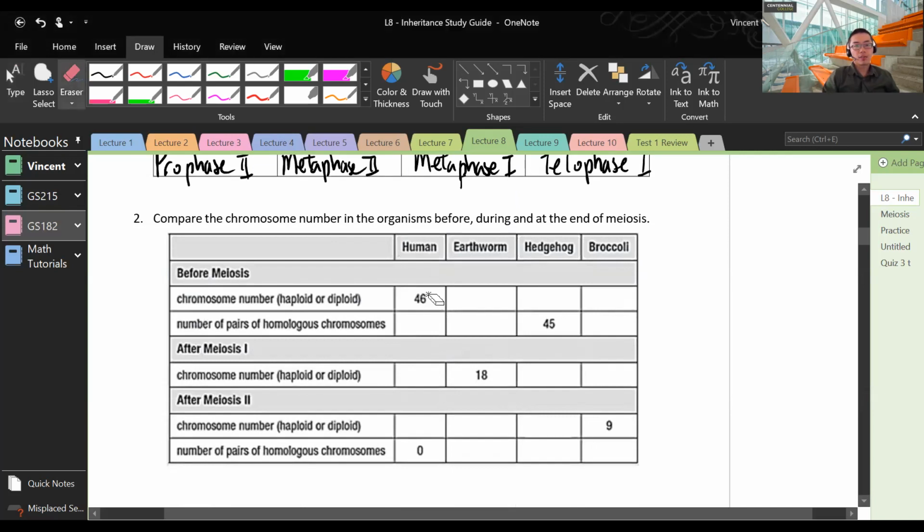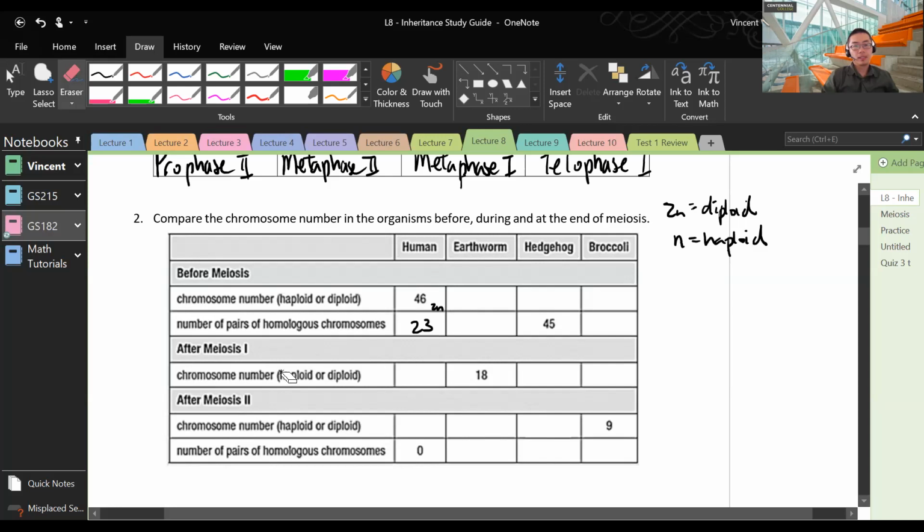Humans, 46 chromosomes. This is diploid. Diploid means 2 sets of chromosomes, so 2n, diploid. And 2n equals diploid, 2 sets. And n equals the haploid, 1 set. Number of pairs of homologous chromosomes. So 23 pairs, right?